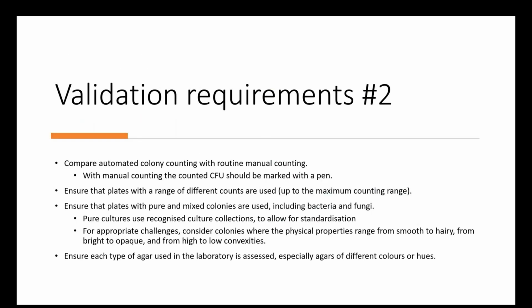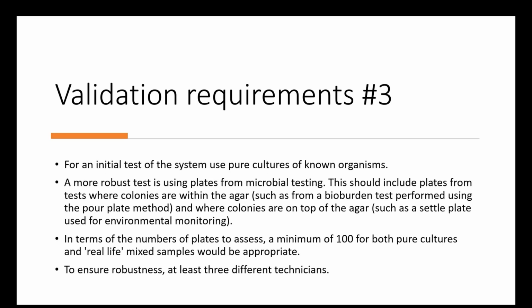The simplest way is to recount using the conventional manual method, using a pen, and have different operators to verify what the automated system is producing, to ensure that a range of different types of organisms, different agars, different colony ranges are used, and in particular plates with mixed cultures, and very different looking colonies as well, as we discussed at the beginning: smooth, shiny, bright, opaque, low, high convexities, and so on. So those real robust challenges are quite important.